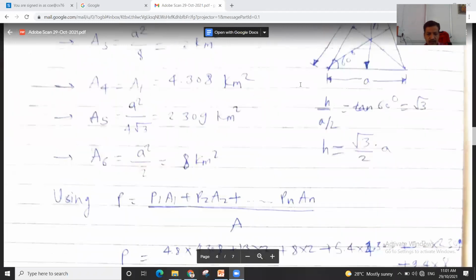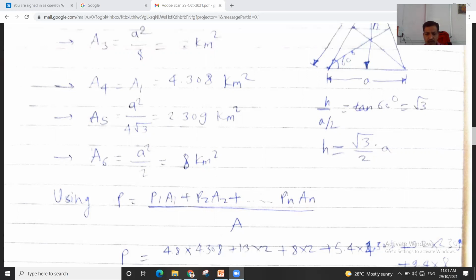So in this way, you have to divide the plot into various areas. The area using this equation of Thiessen polygon method, equation P is equal to P1 into A1 plus P2 into A2 plus P3 into A3 up to Pn into An.